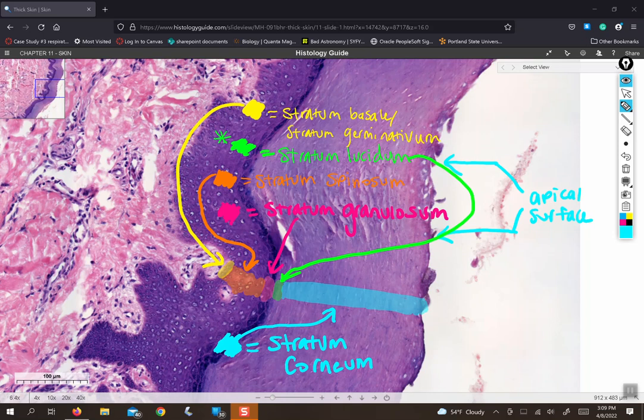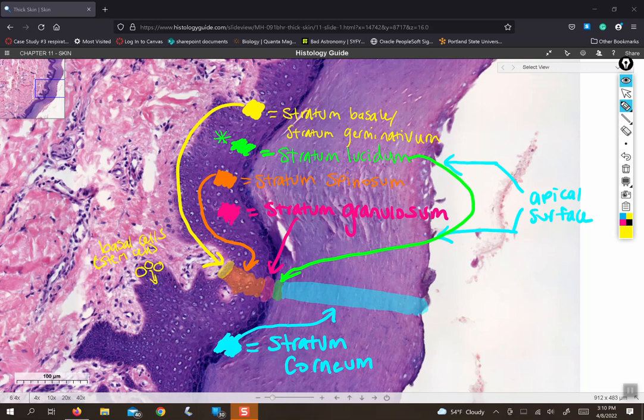So the way that this works is in the stratum germinativum at the bottom, the majority of the cells, each individual one of these, are basal cells, which are a kind of stem cell. So when each one of these divides, it produces one daughter cell that stays a basal cell, stays a stem cell, and the other cell moves upward and becomes a keratinocyte.